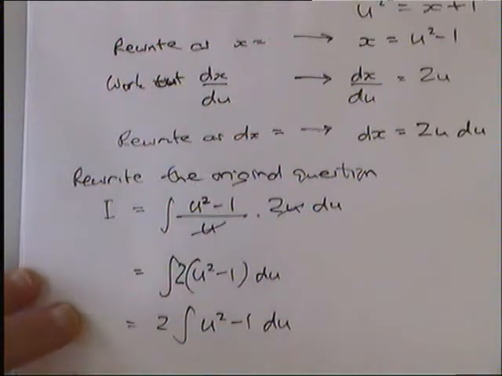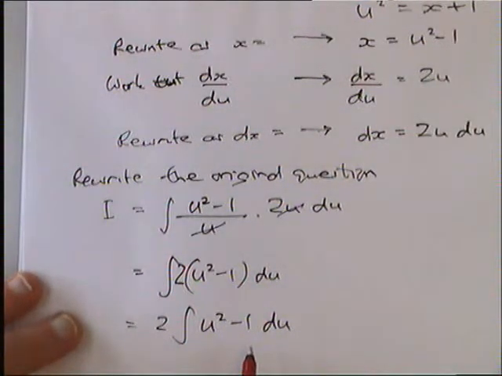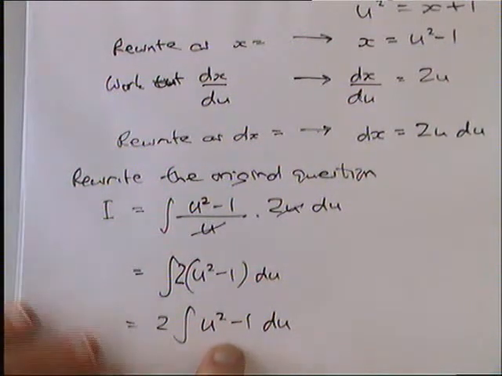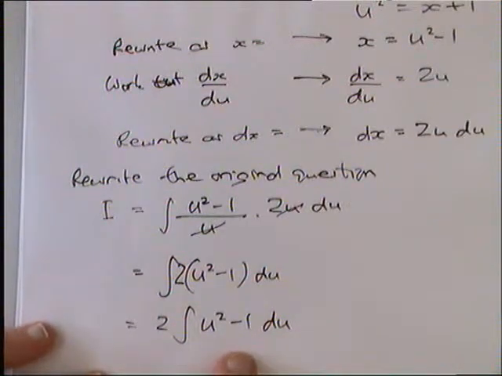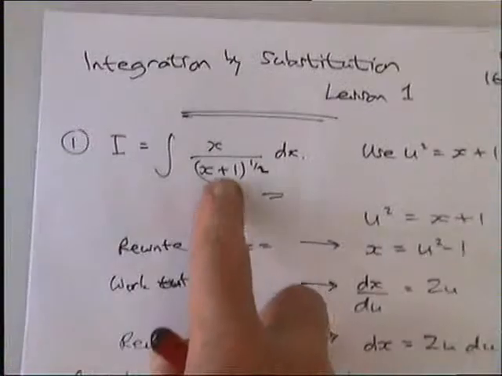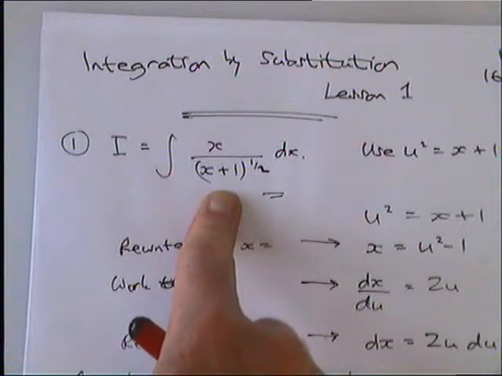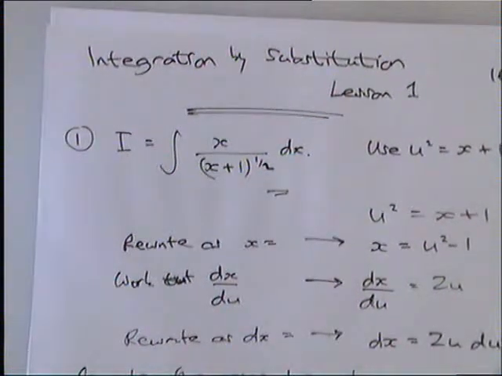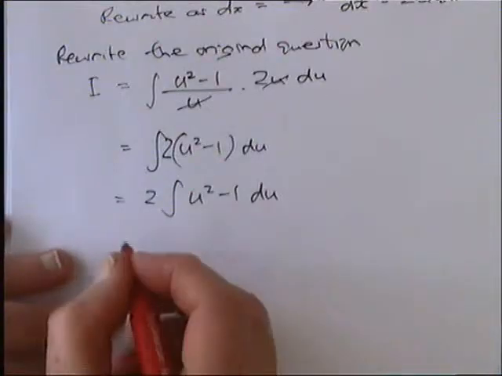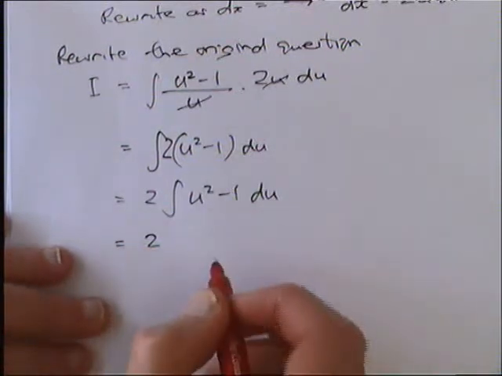The big hope in these questions is that that integral we have ended up with is easier than the integral we started with. So if you compare this, you've got to integrate u squared minus 1. Do we agree that integrating u squared minus 1 is easier than integrating that fraction there? If so, we're onto a good thing. So we come down here. I'll keep that 2 there.